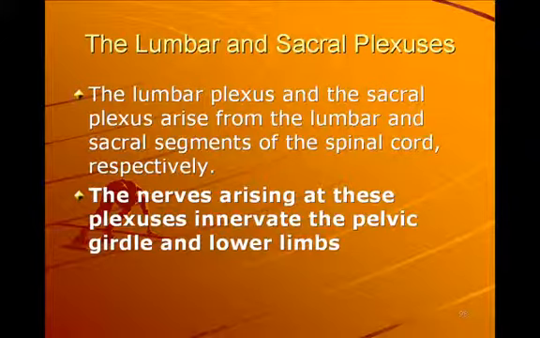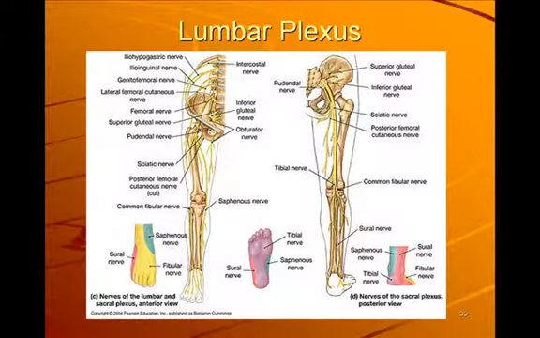The lumbar and sacral plexus. The lumbar plexus and the sacral plexus arise from the lumbar and sacral segments. The nerves arising at these plexuses innervate the pelvic girdle and lower limbs. Here you're looking at nerves from components of both the lumbar plexus and the sacral plexus, in both an anterior and a posterior view.